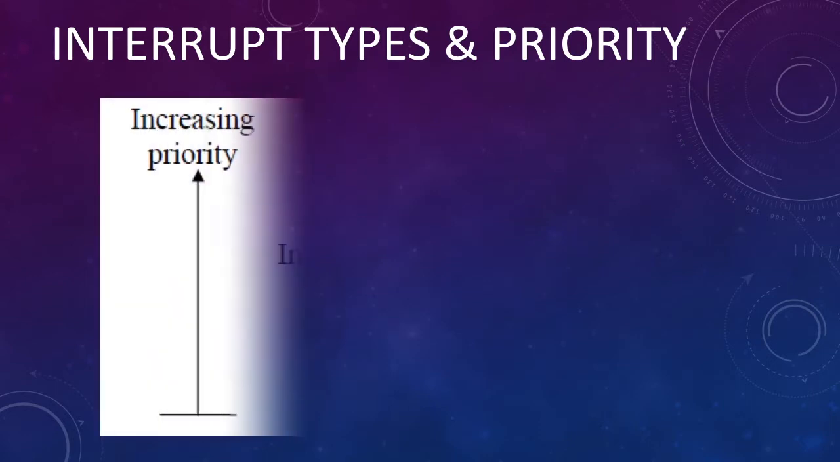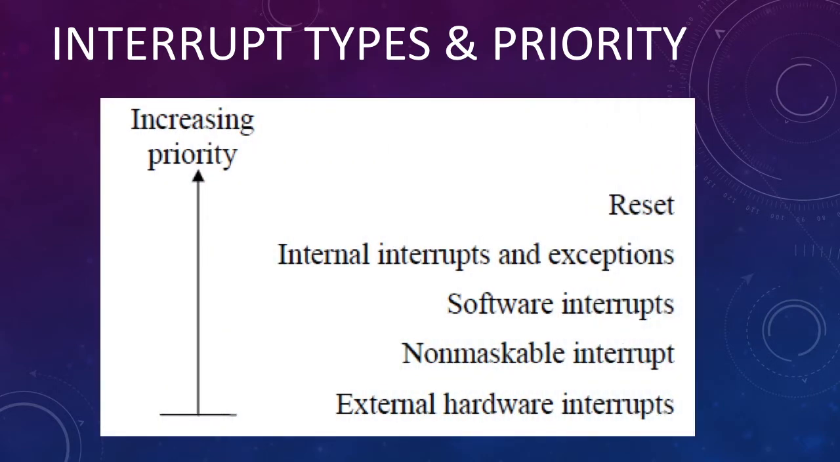Now, the interrupt types and priorities. These are the different categories of the interrupts, and the corresponding priority is given. Reset has the highest priority. Then internal interrupts and exceptions, like the divide by zero exception in 8086. Then we have software interrupts, non-maskable interrupts, and last priority is external hardware interrupts.